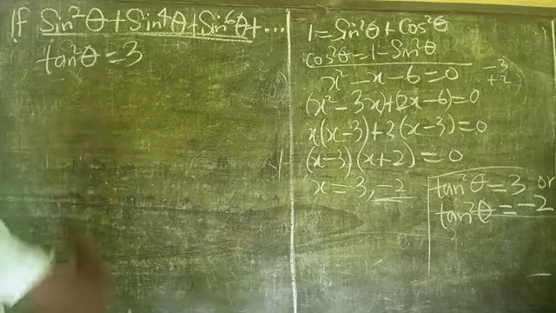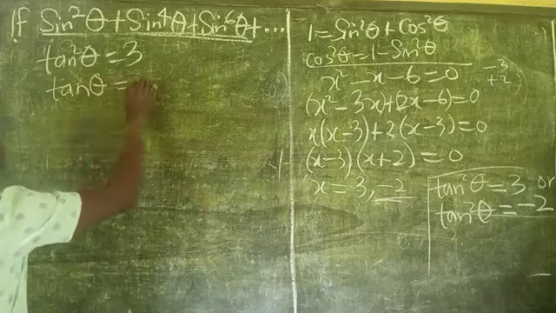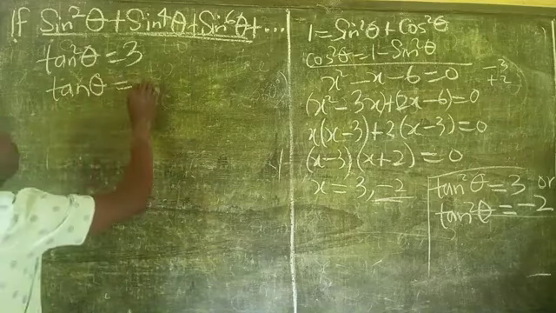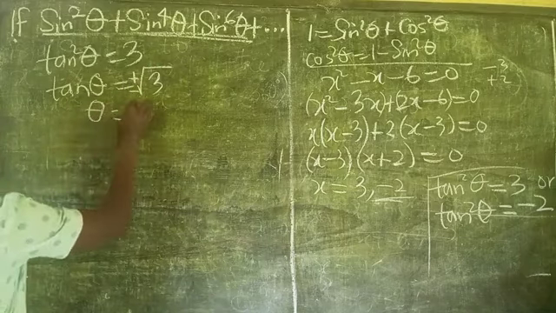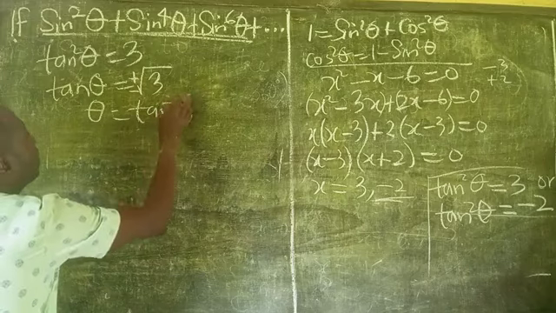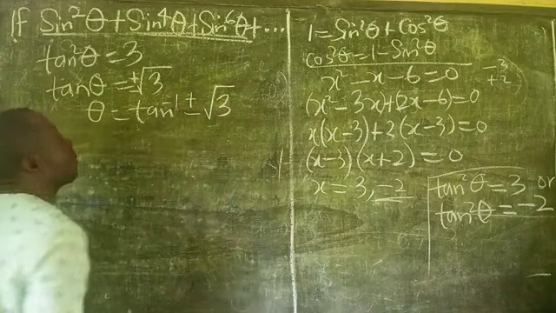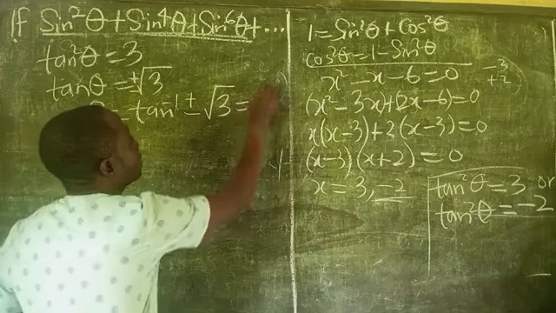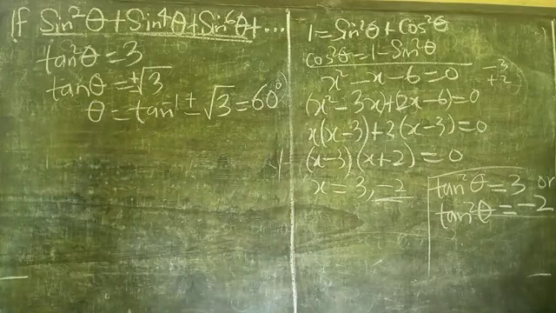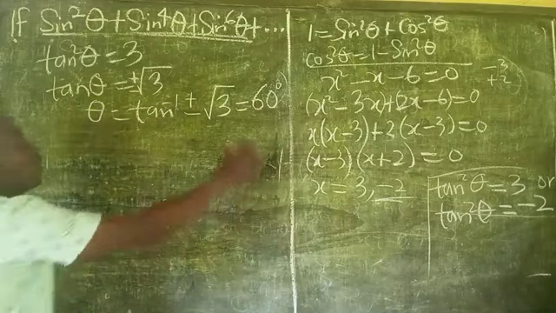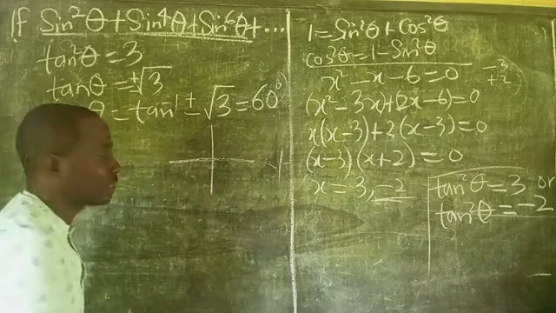So if we take the square root of both sides, tan theta will be, of course, plus or minus square root of 3, and theta will be arctan plus or minus square root of 3. And if you do this very well, you're going to have theta to be 60 degrees. And since we are asked to find the values, plural, of theta, of course this is one value of theta, but we're going to remember our quadrant.